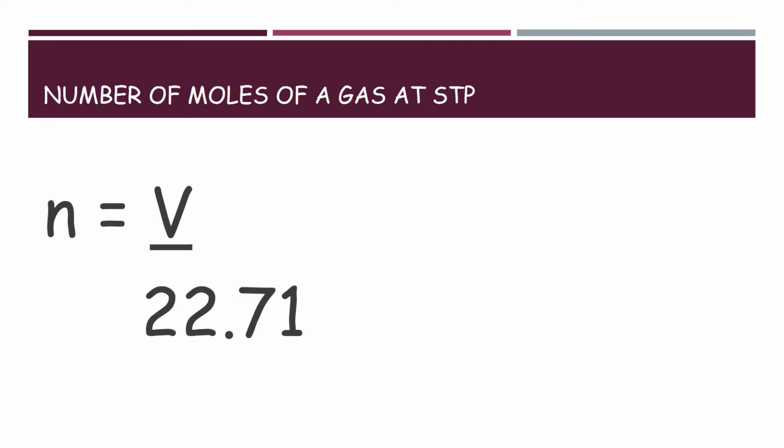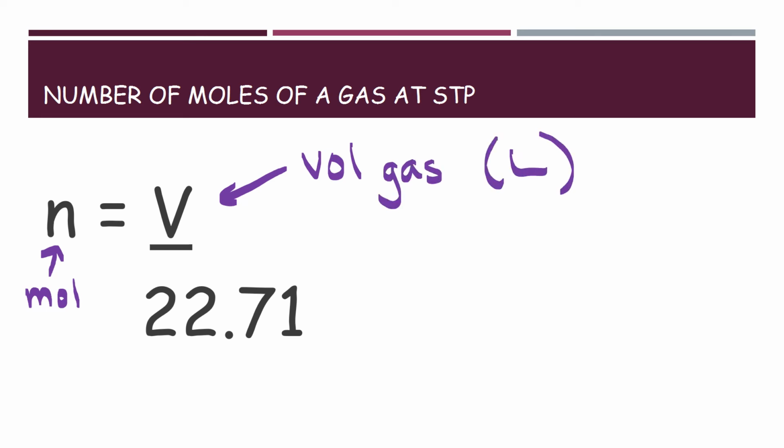Now, because we know that 1 mole of any gas at STP occupies 22.71 litres, we can create a formula. This formula states that the number of moles is equal to the volume of the gas in litres divided by the standard volume of 1 mole of gas, which is 22.71. Now this formula can be found on your data sheet.